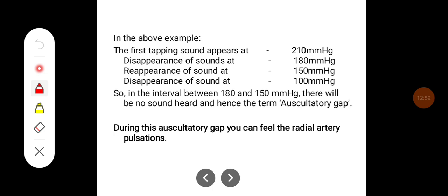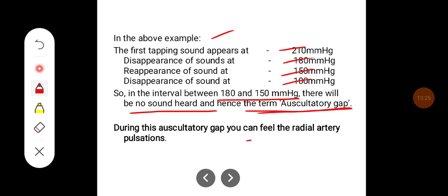So this is the example. The first tapping sound appears at 210, disappears at 180, reappears at 150 mm Hg and disappears at 100 mm Hg. In the interval between 180 and 150 mm Hg, no sound is heard, and hence this is termed the auscultatory gap. During this auscultatory gap, you can feel the radial artery pulsation.